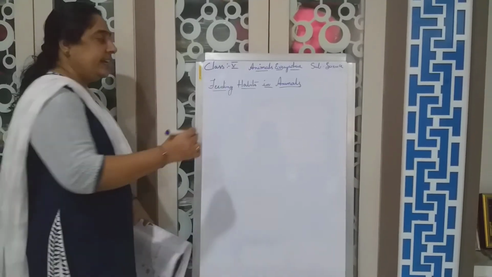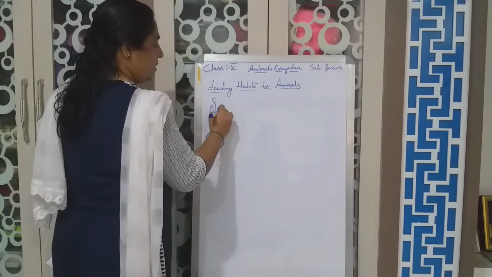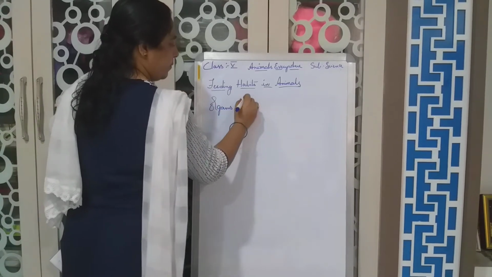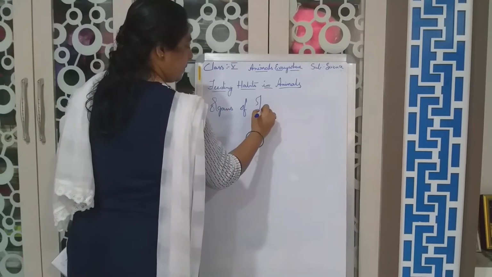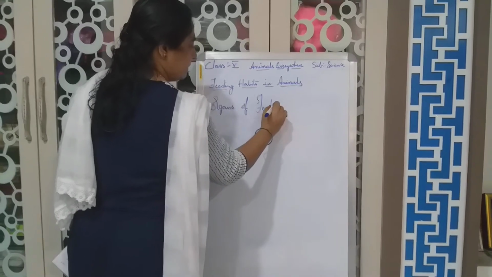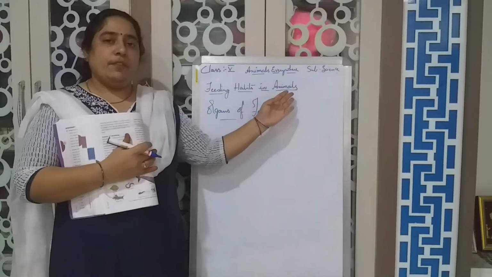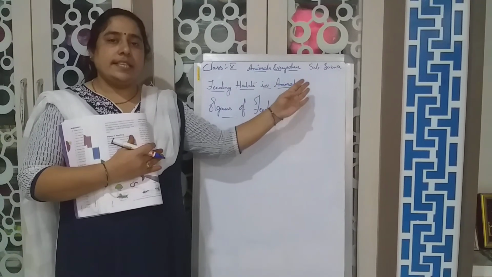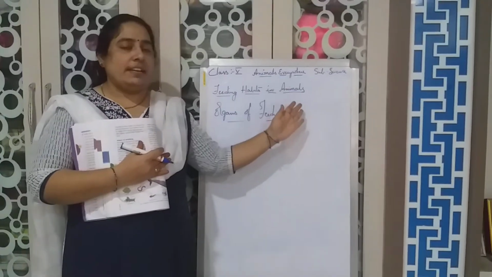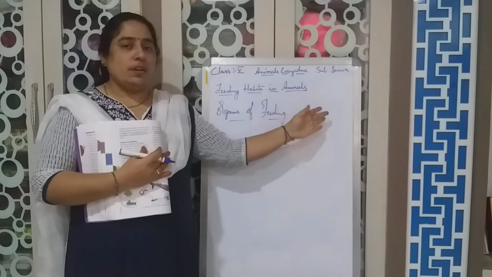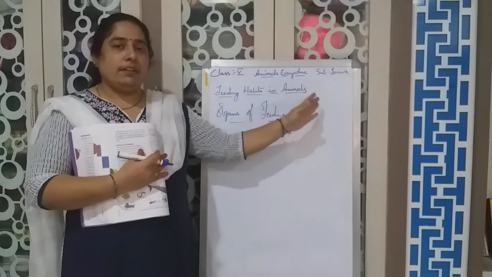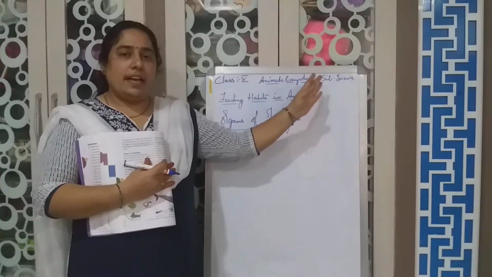Organs of feeding. See, organs of feeding. See, all types of animals will not eat the same food. Different types of animals will eat different types of food. They have to take food because they need energy.